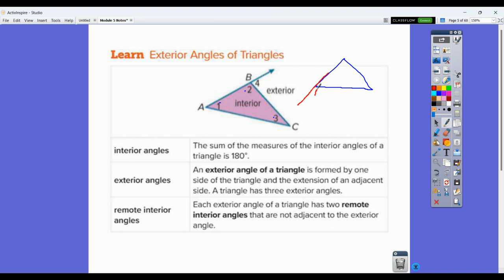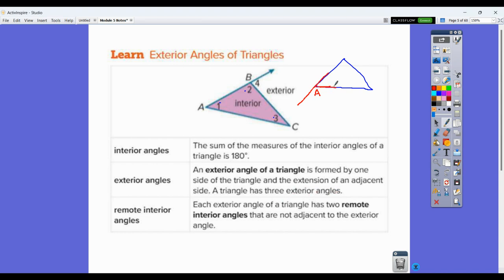So this is my first exterior angle right there, angle A, okay? The exterior angle of a triangle is formed by one side of the triangle, so you're seeing that side right here, and the extension of an adjacent side. Okay, a triangle has 3 exterior angles. Now I said 6 because you actually have 2 at each vertex. So we consider though this.